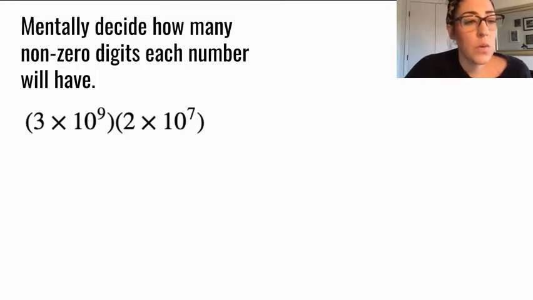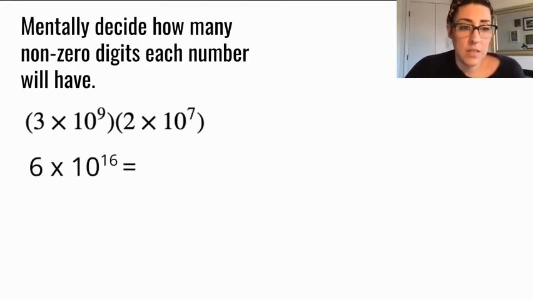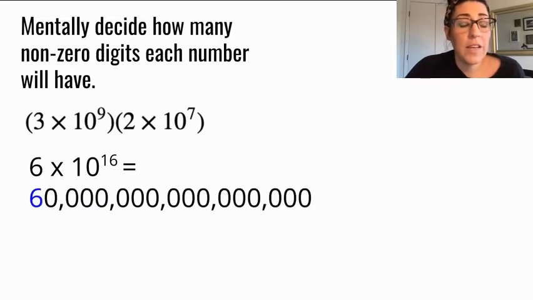So in this first one, we can think about it as 6 times 10 to the 16th if we apply some of the things that we've discussed in previous videos. If we were to write that out, it would look like this, meaning that we would have only one digit that is not 0, and that would be the 6.